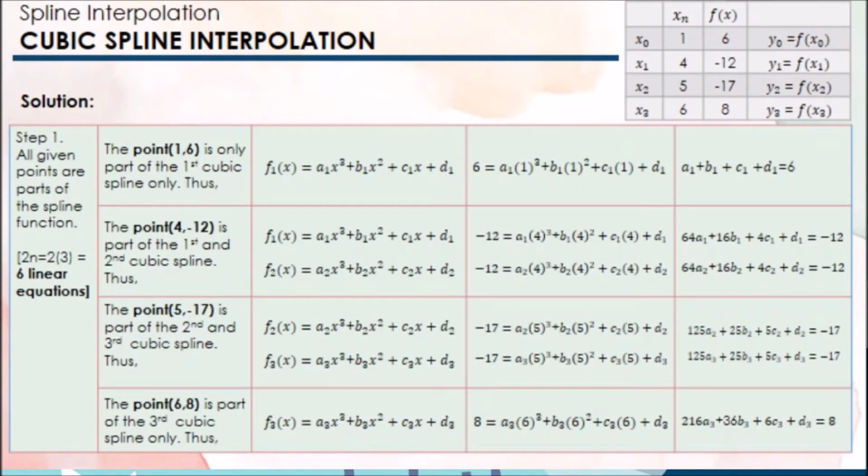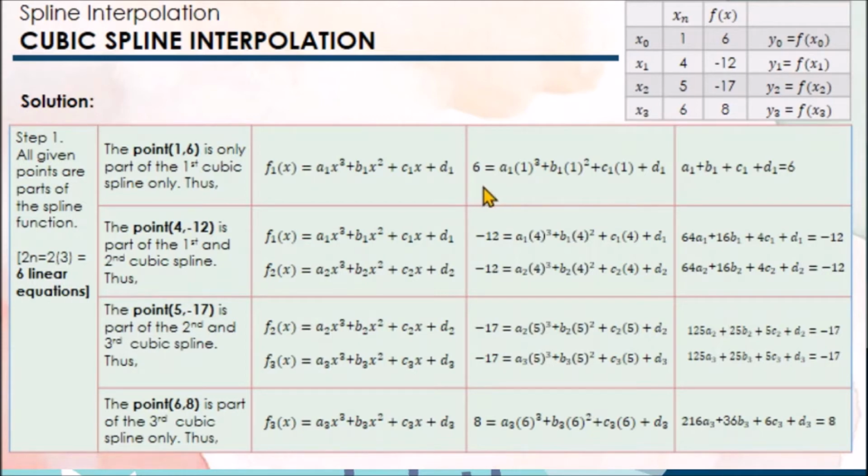So for our step 1, all given points are part of the spline function. So we have 2n, which is 2 multiplied by 3, that is equal to 6 linear equations. So for step 1, we need to create 6 linear equations. The point (1, 6), our first data point, is only part of the first cubic spline. Thus, f sub 1 of x is equal to a sub 1 x cubed plus b sub 1 x squared plus c sub 1 x plus d sub 1.